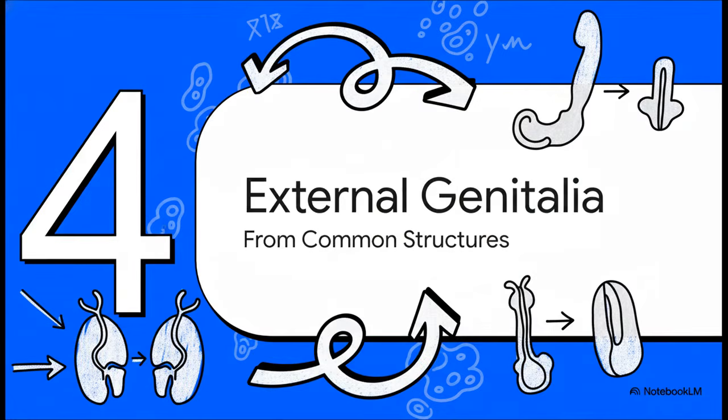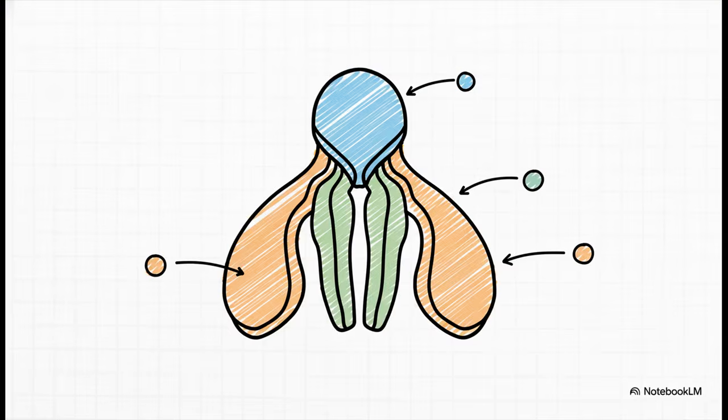All right, we've covered the gonads and the internal ducts. Let's move on to our fourth section and see how all the external parts take shape. And yep, you guessed it, they all start from one common set of structures. Just like with everything else, there's an indifferent stage here too. All external genitalia, whether they become male or female, start out as three simple little bumps. You've got the genital tubercle up top, the urethral folds in the middle, and the genital swellings off to the sides.